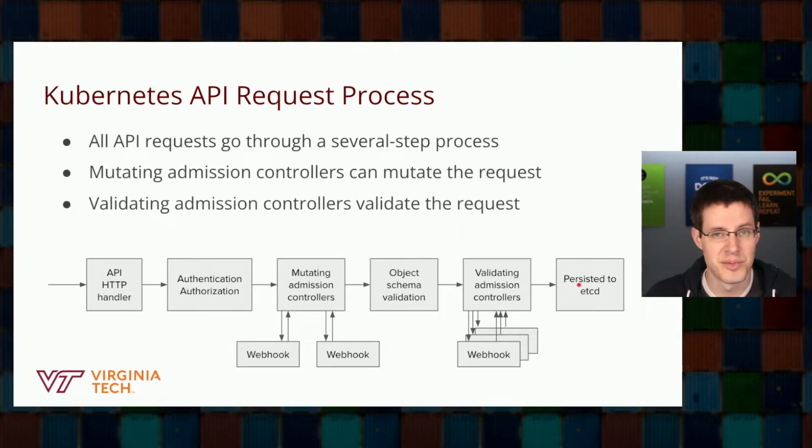Afterwards, the object is persisted to etcd, which is that shared database between all the manager nodes, and the state is saved. Okay, and so that's the flow that every API change makes in Kubernetes. Now, what's cool about this is that we can hook ourselves into these different things, and that's what we're going to be talking about here.